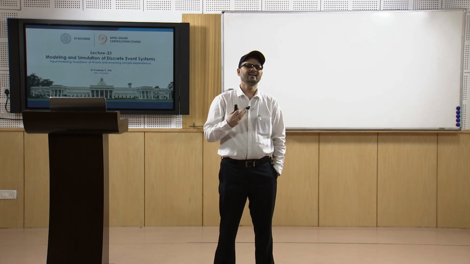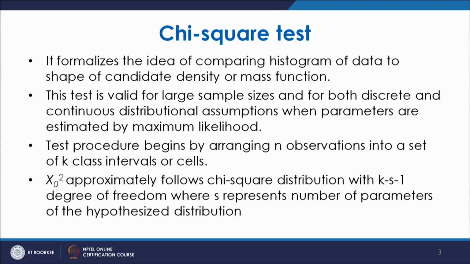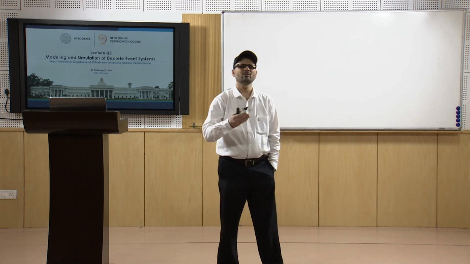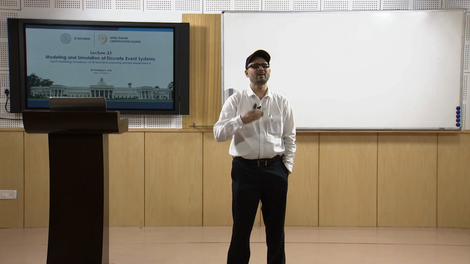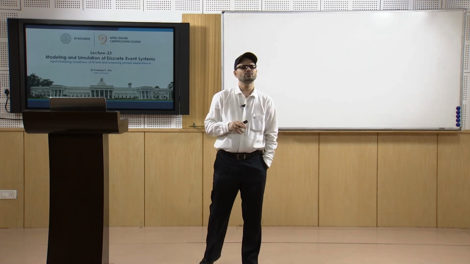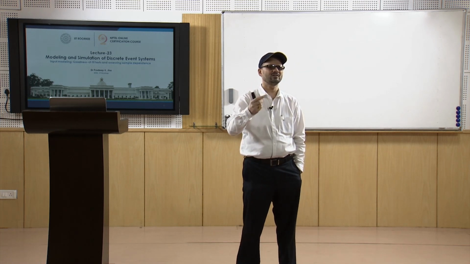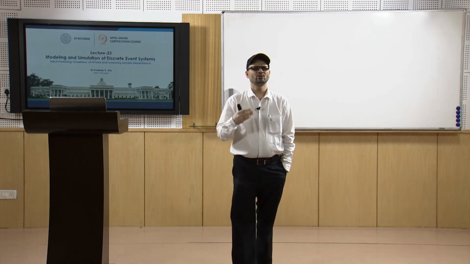Now, this test is valid only for large sample sizes, for both discrete as well as continuous distribution assumptions, and when the parameters are estimated by maximum likelihood. So normally we go for it whenever we have a large sample size and also need the calculation of parameters. In those cases we use this chi-square test, because that affects the degree of freedom calculation, which we have to know for getting the table value.